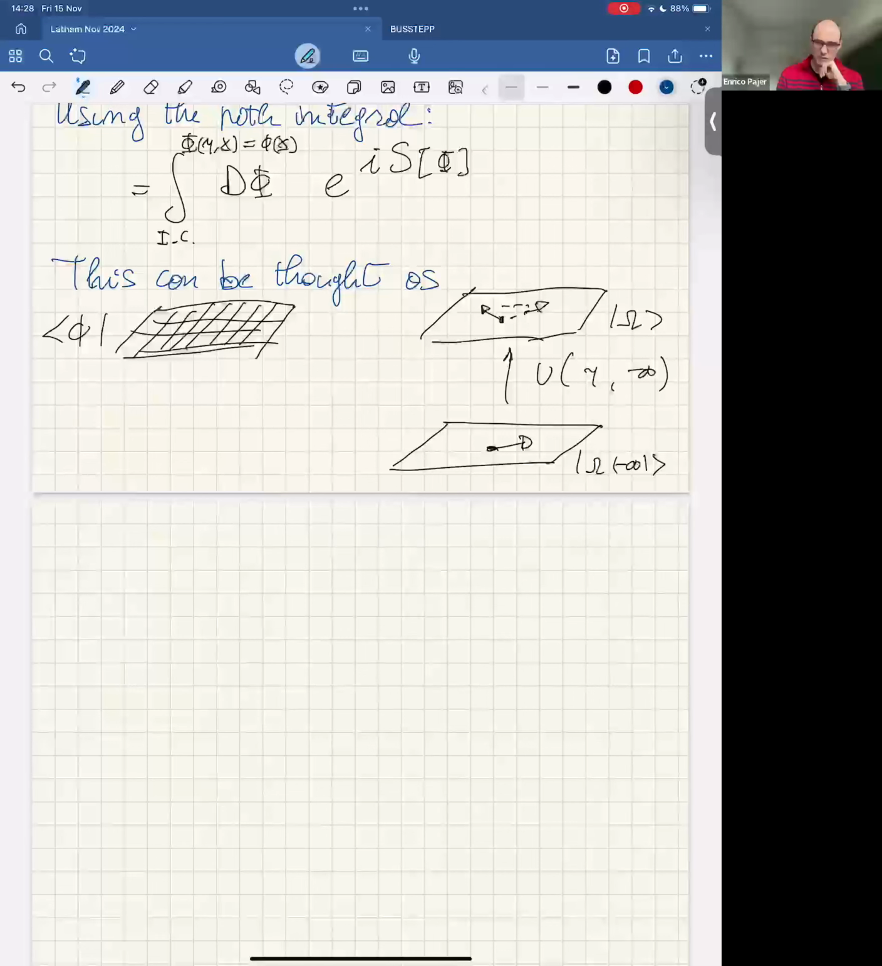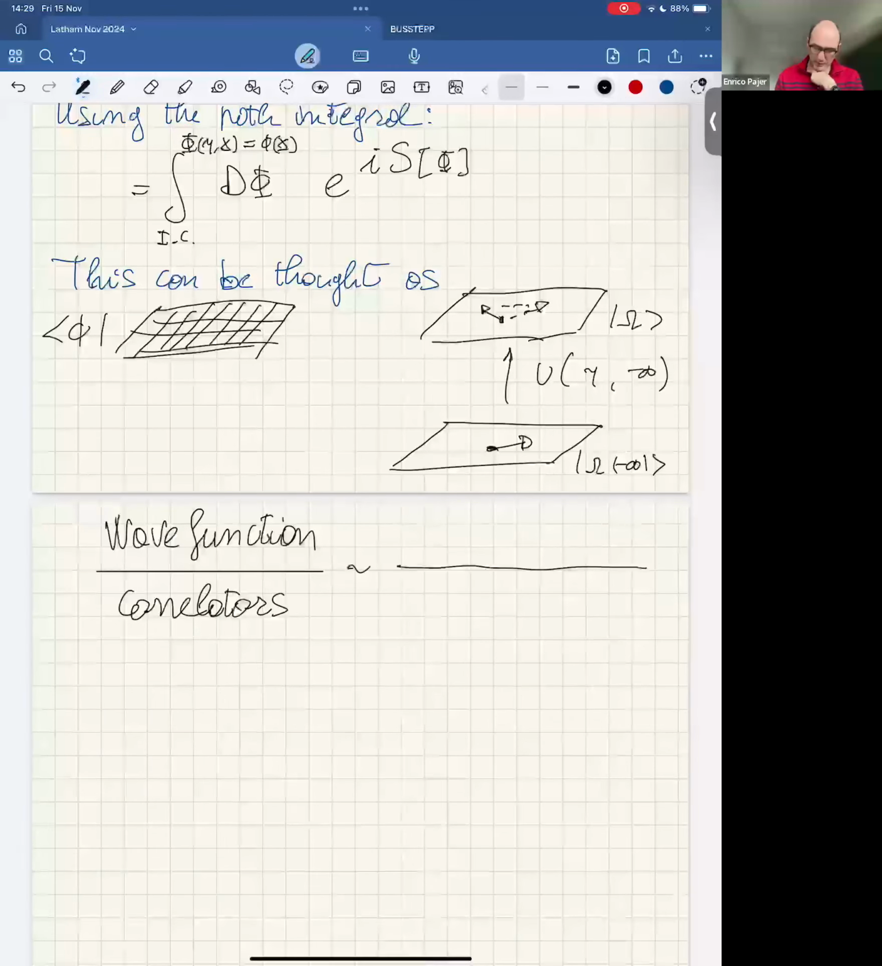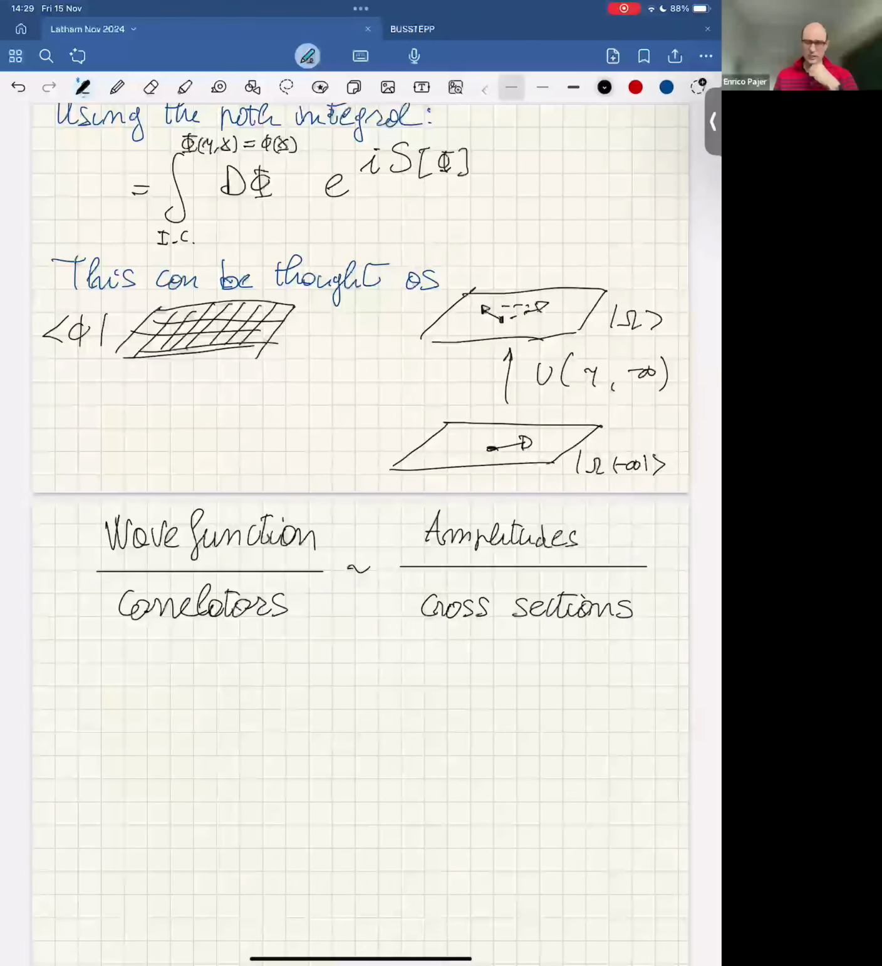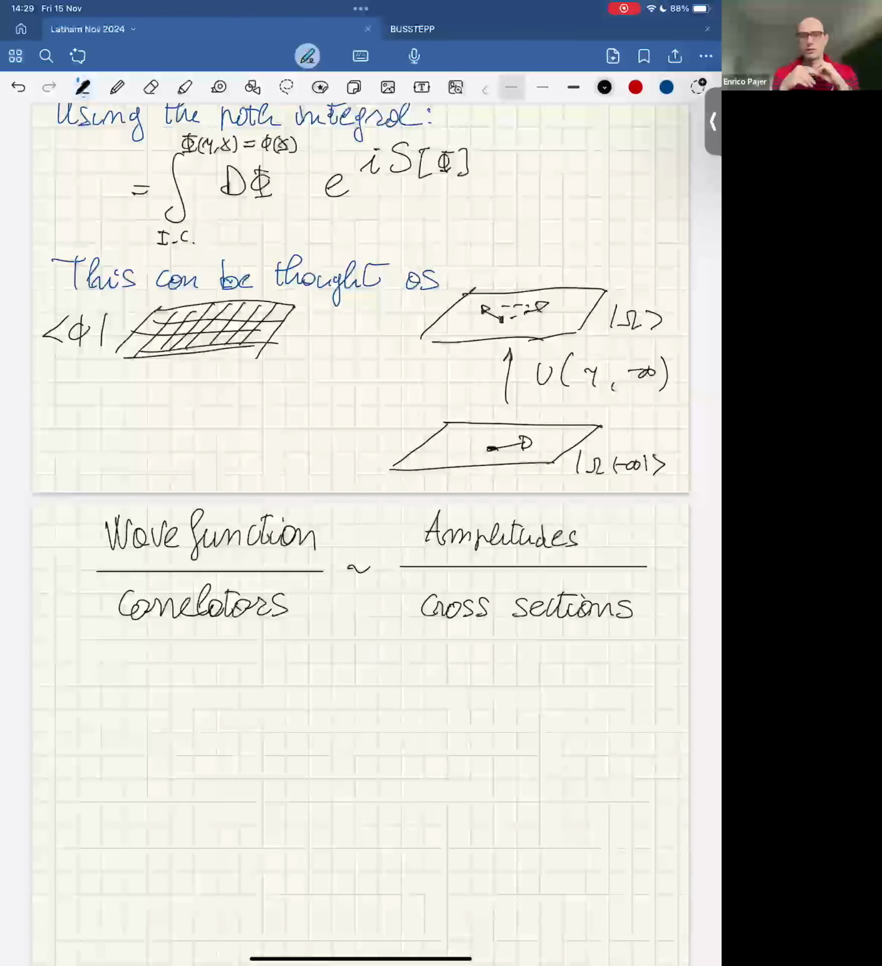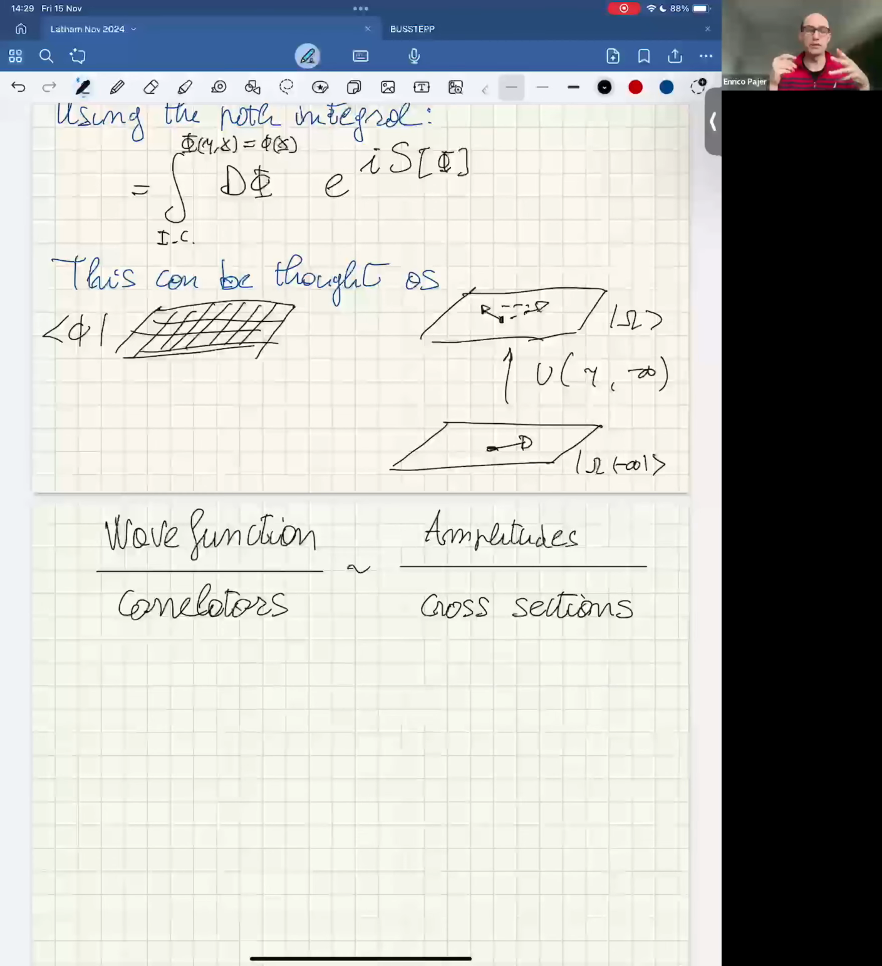So the way you should think about it is that the wave function is to correlators the same that amplitudes are to cross sections. In the sense that the real observables are correlators, as we discussed, or cross sections if you do particle physics. But the thing we like to compute as theorists is the square root of that, which is for particle physics an amplitude, and for us in cosmology here will be a wave function.